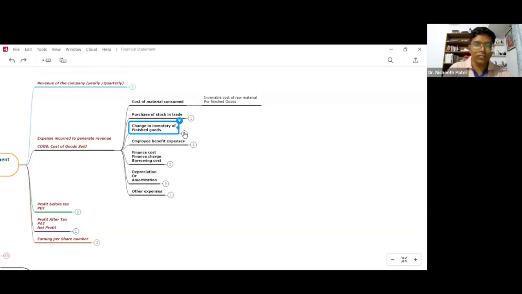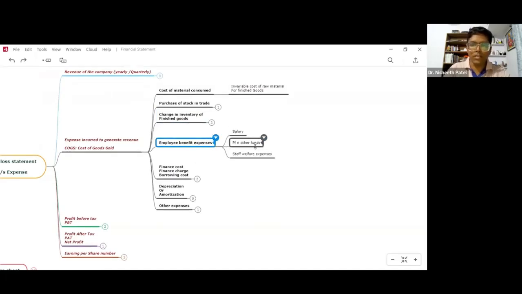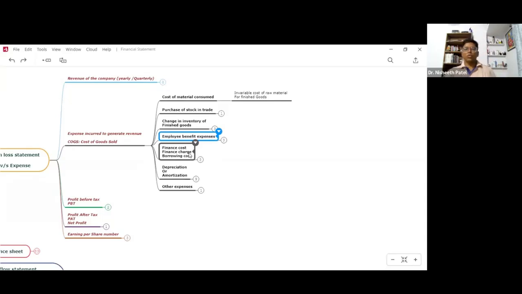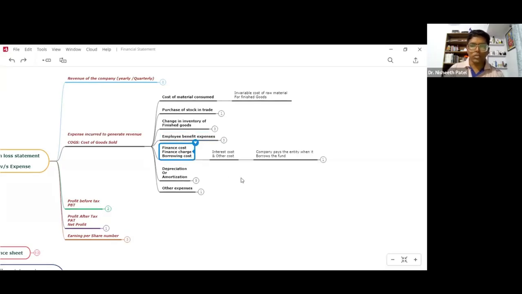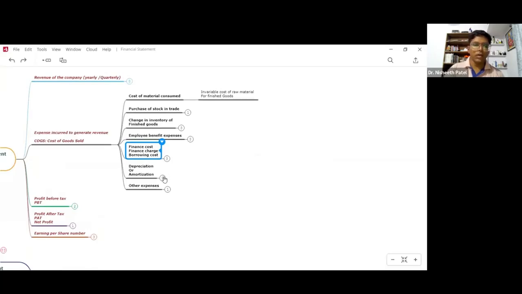Now another thing is the employee benefit expense. Okay, whatever the employees' salary, PF and other funds and staff welfare expenses, that is included in this employee benefit expense. Now, the fifth portion is the finance cost. That is the interest. If a company has taken a loan from a bank or other non-banking finance company, they have to pay the interest cost or the other cost. Okay, that is the finance cost.